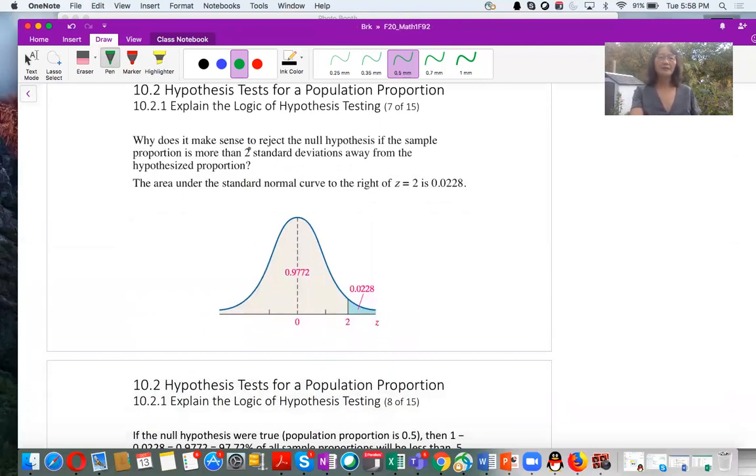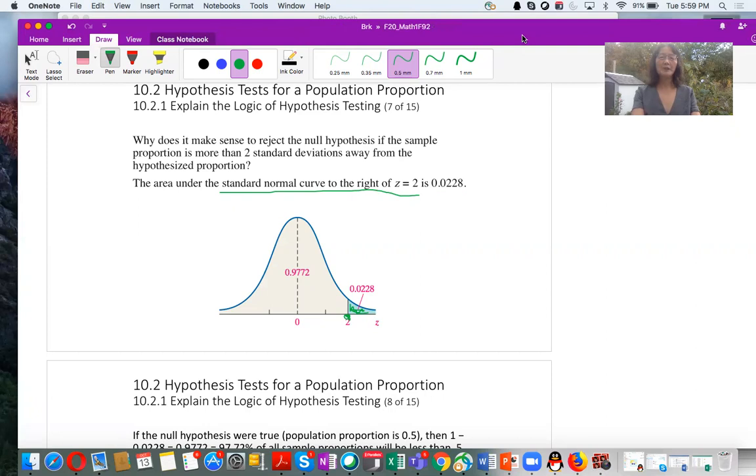So this one said, why does it make sense to reject the null hypothesis if the sample proportion is more than 2? Why is this? Because of the area under the standard normal curve to the right of Z equal to 2. This is the normal curve, this is Z equal to 2. If you have Z equal to 2, what is this area? You need to find out.